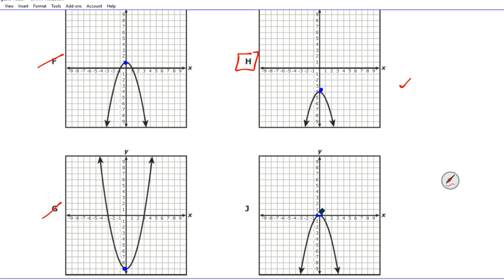Take a look at J. It's right on the origin, which indicates that C is equal to 0. There are no shifts here, which makes this an incorrect option.